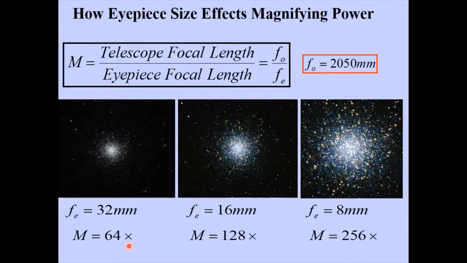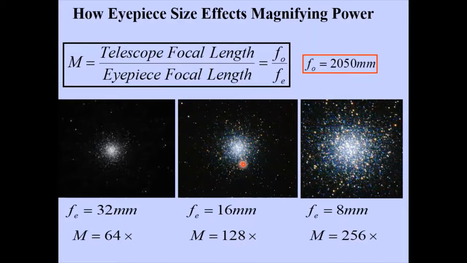Most binoculars that you use magnify about 7 times. So this is almost 10 times more than that. But notice in this view through the telescope, the star cluster still looks kind of small. So what we can do is remove this eyepiece from the telescope and put in a smaller focal length eyepiece. This one has 16 millimeters for its focal length. So now we have 2050 divided by 16, which is 128 power.